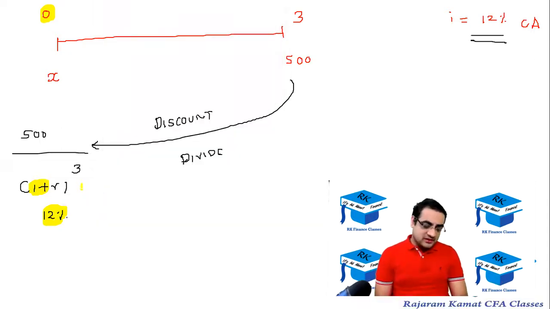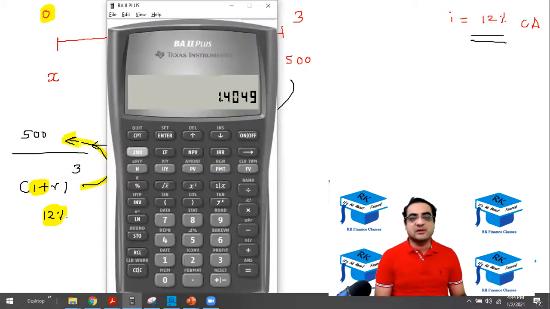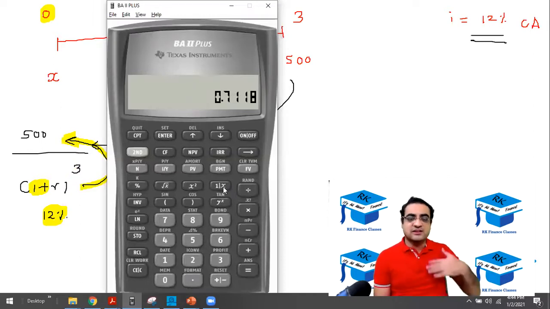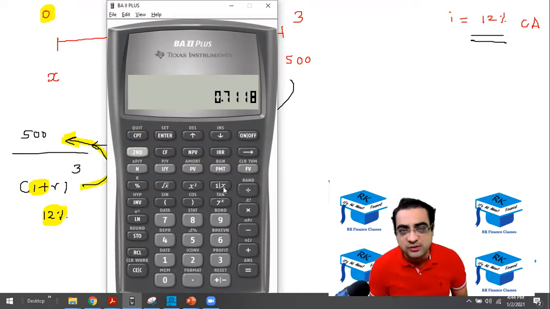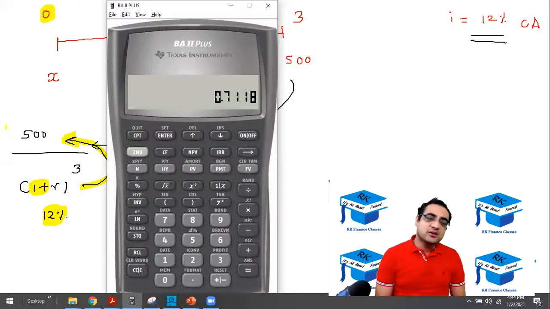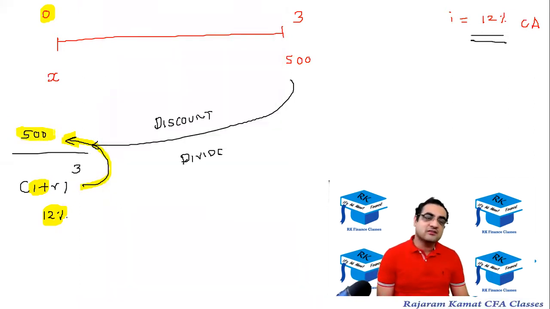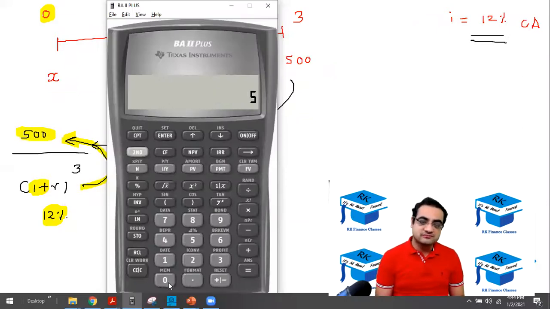Now this denominator, we have to take it up from here to here. Okay, so this denominator, I'm taking it up from here to here. And for that, there's a direct key available, which is called as inverse key or 1 by x key. It's just above the y to the power x. Just press that key so the denominator automatically comes in the numerator. And then in the numerator, you have this 500. So just multiply it by 500.